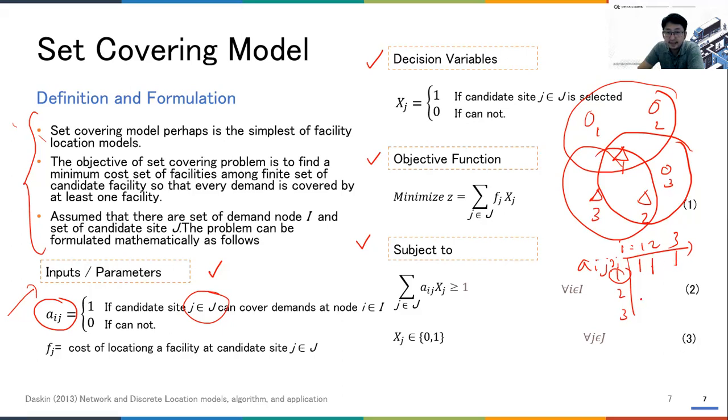And then another one is facility 2. Okay, this one is 0. J1 covered this one, but not number 3. Okay, 1, 1, 0. What about facility 2 here? Which one is covered by facility 2? Oh, so 1 and 2 are not covered, so it's 0 and 0, and demand number 3 is covered, so it's 1.